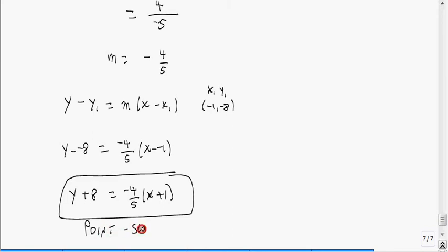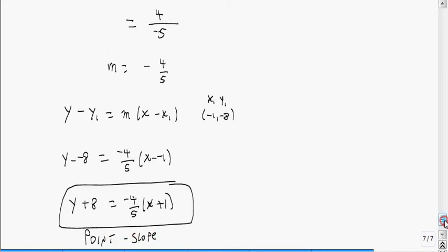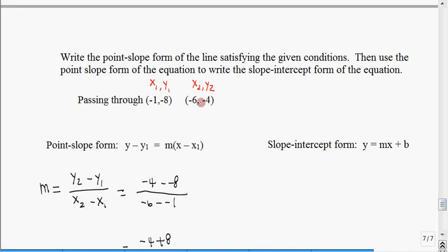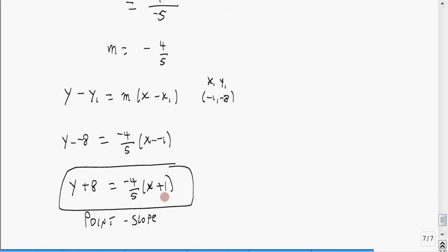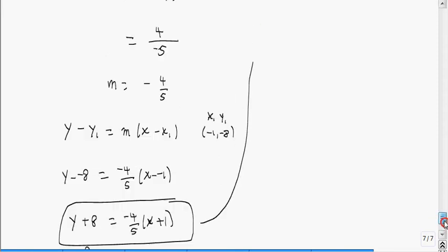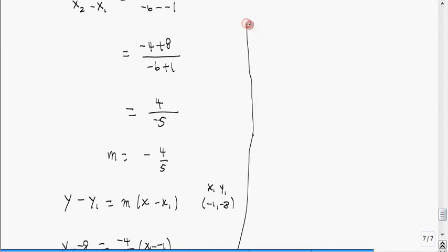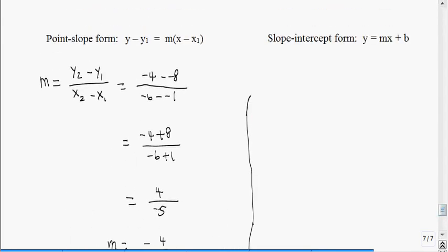Now I need to mention that had we used instead negative 6, negative 4 for our x1, y1, then this is clearly going to look different. But both are correct. The point-slope form that we got would look different had we used the different x1, y1, but it would be equivalent to this. And not only that, no matter which one we use, when we then turn around to find the slope-intercept form, we're going to get the same answer regardless of which of those 2 points we used.